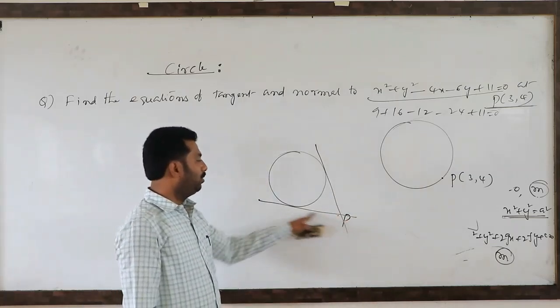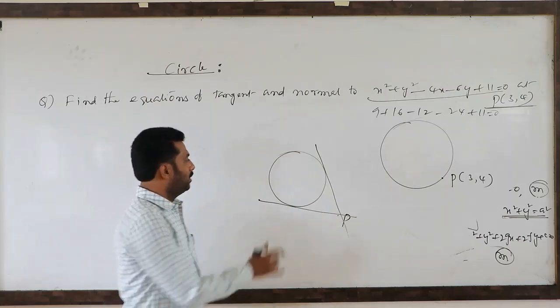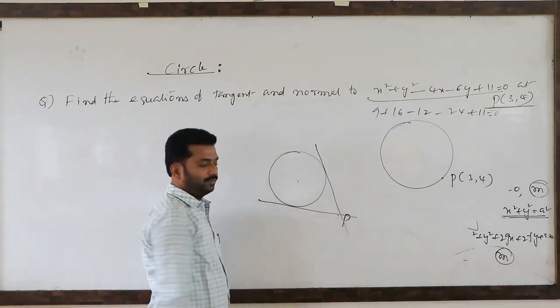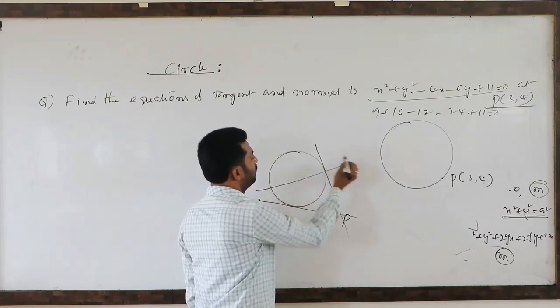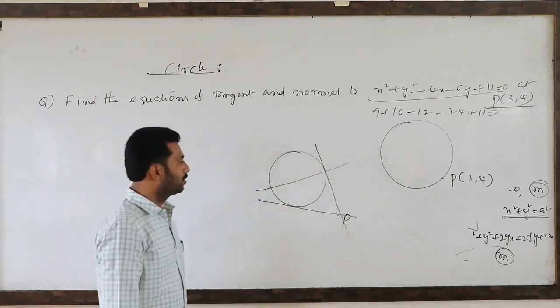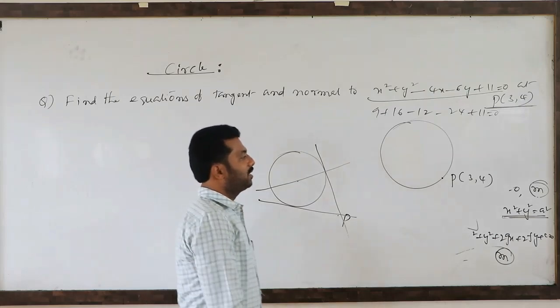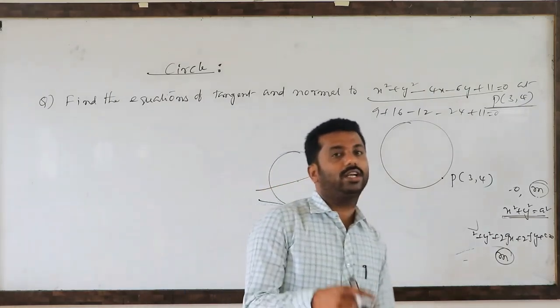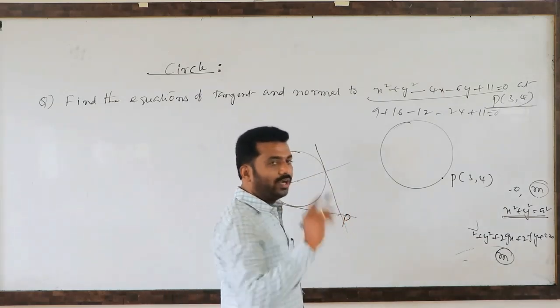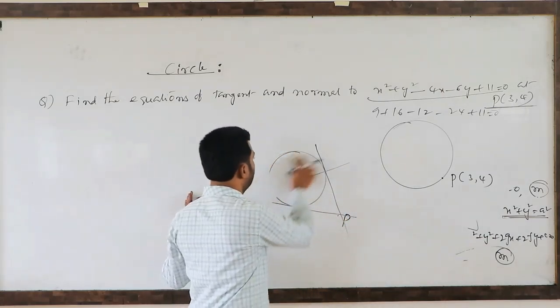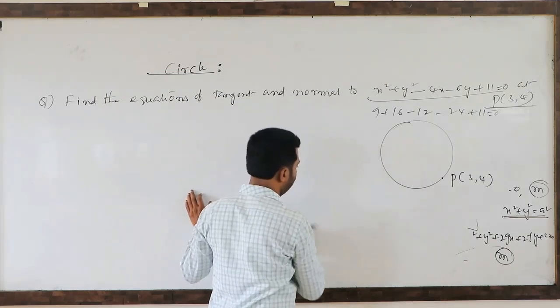Through that point, two tangents will be there. Suppose this point is internal, there is no tangent, it is nothing but a chord. So P inside the circle means a tangent does not exist. P outside the circle means two tangents exist. P on the circle means one tangent will exist. So that point you have to remember.